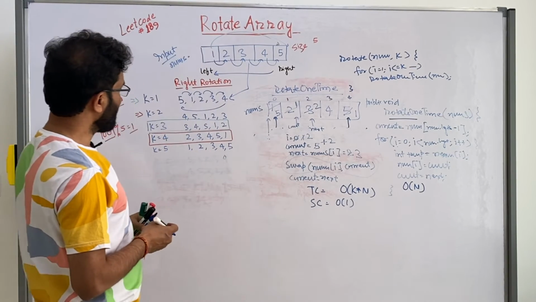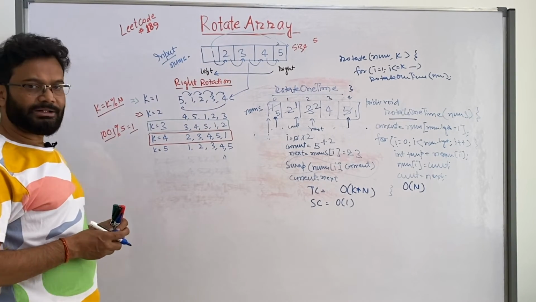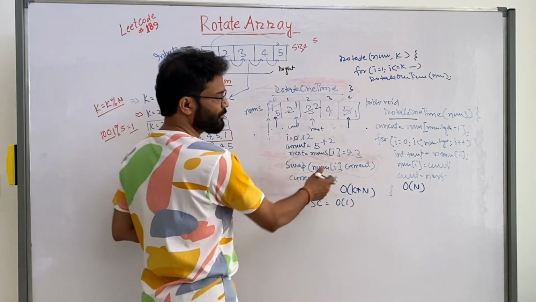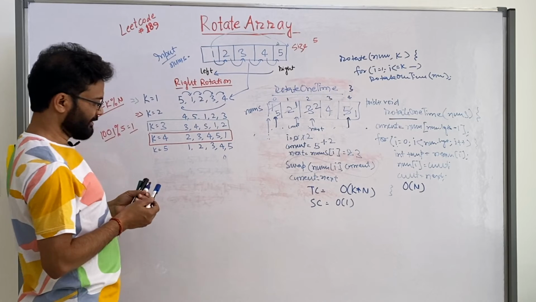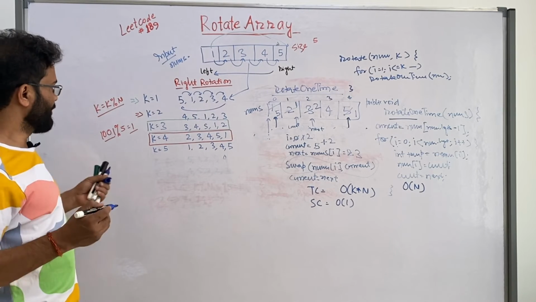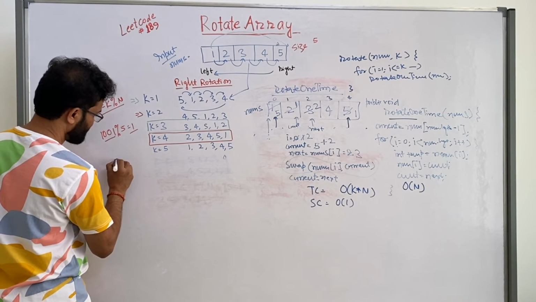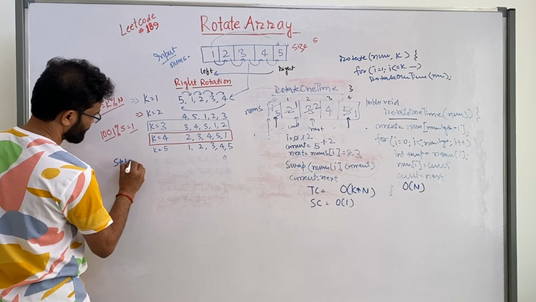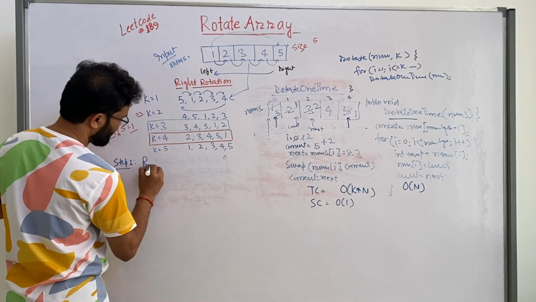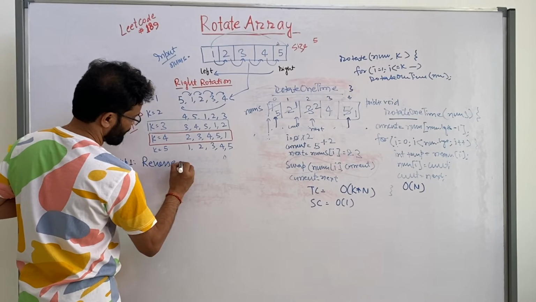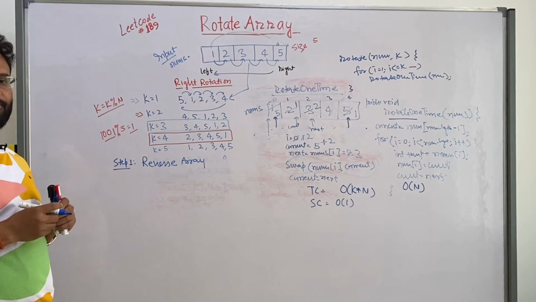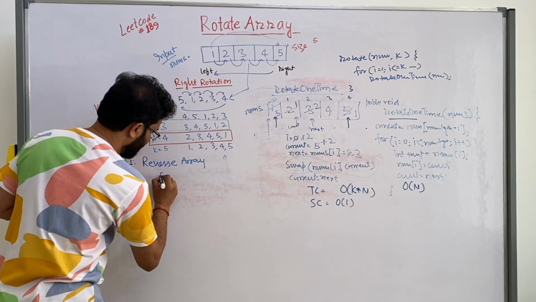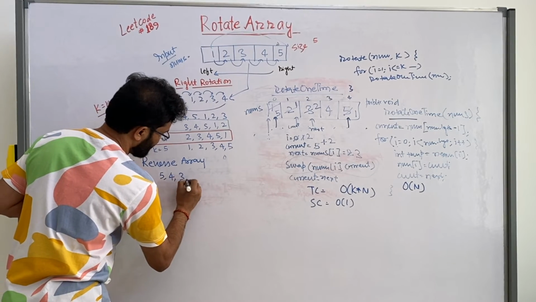But now I am going to tell you the other approach by which you can reduce this complexity. So forget everything whatever I have explained. Now I am going to take the new way. New way is that step first, you reverse the array. So if your array is 1, 2, 3, 4, 5, you make the array 5, 4, 3, 2, 1.